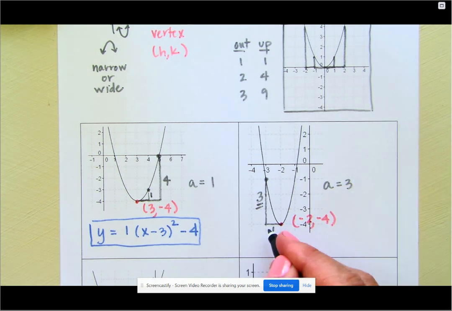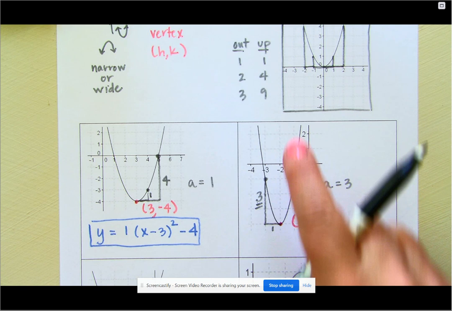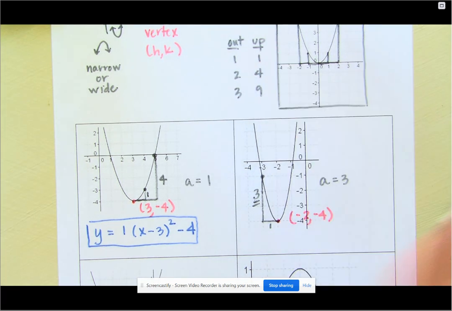When you go out 1, how far do you have to go up? Because that would tell us that this got multiplied by 3. Okay, we have enough information to make our equation.